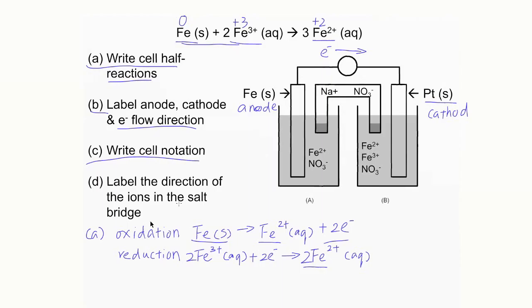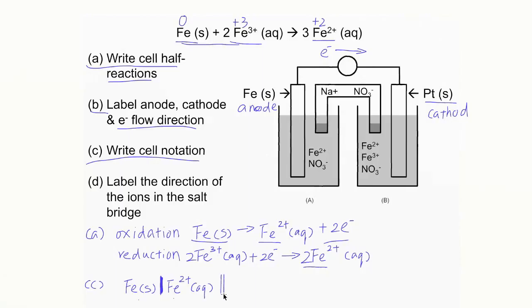Question C, write the cell notation. Like we discussed in our lecture, when you write the cell notation, you start from the anode. So iron is the anode, phase boundary, and the iron 2 plus, that is the ion involved in this oxidation half reaction. Between the solid state and the liquid state, there is a bar, a line here, to tell people that these two are in different phases. So this is the oxidation, the anode with its ion.